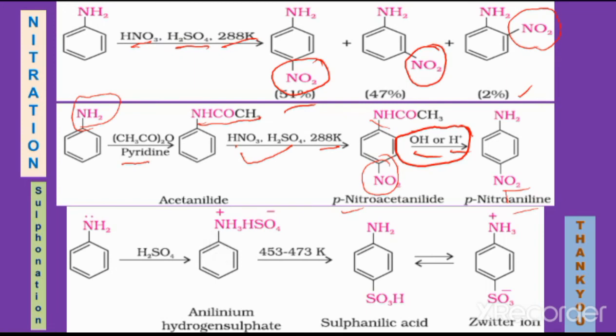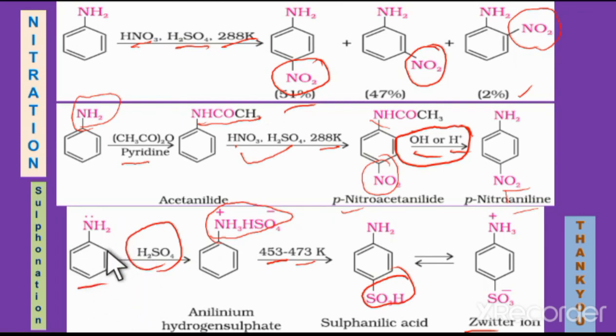Next, sulfonation. Aniline can also undergo sulfonation. When aniline is treated with sulfuric acid, it forms anilinium hydrogen sulfate. Now the anilinium hydrogen sulfate is heated at 453 to 473 Kelvin, and sulfanilic acid is obtained. This undergoes proton transfer to give the zwitterion. This is the case of sulfonation.